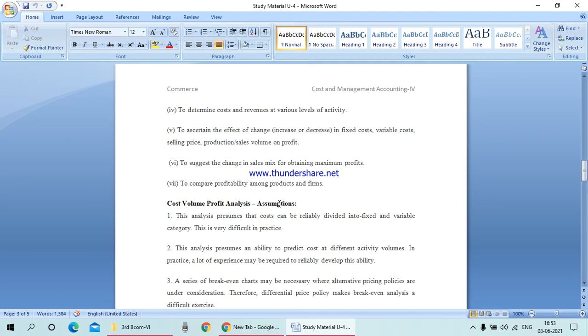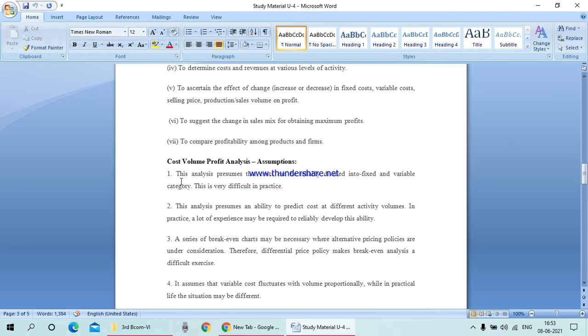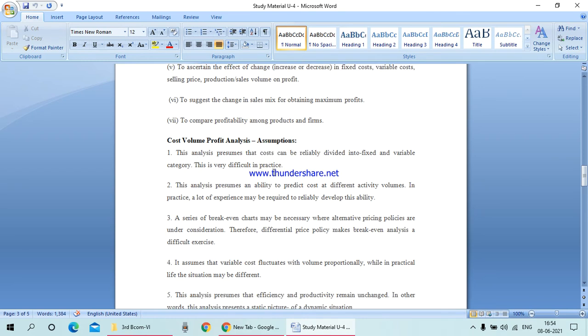Cost to volume profit analysis assumptions. This analysis presumes that costs can be reliably divided into fixed and variable categories. This is very difficult in practice. So, CVP here assumes that cost can be classified into fixed and variable categories. This analysis presumes an ability to predict cost at different activity volumes. A lot of experience may be required to reliably develop this ability.